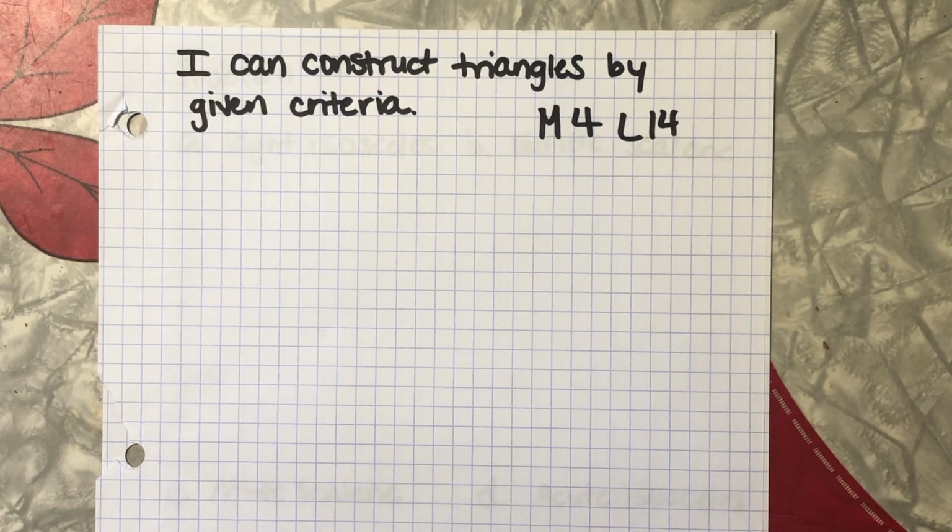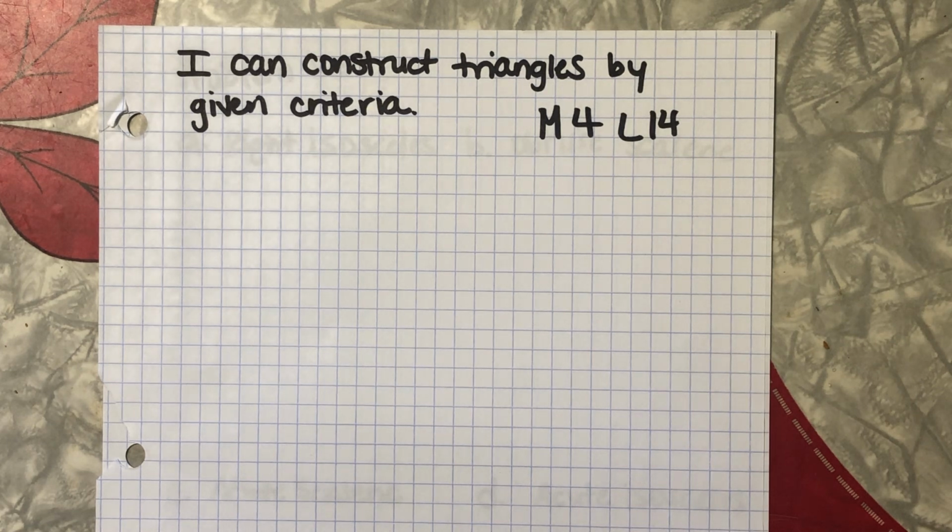Welcome to Wednesday. Today's our last Eureka Math lesson of the week, and we're going to do another lesson on triangles. Yesterday we learned about classifying triangles, which meant that we sorted them into different categories based on their side lengths and their angles. Our I can statement for today says this: I can construct triangles by given criteria. So today what we're going to do is make triangles.